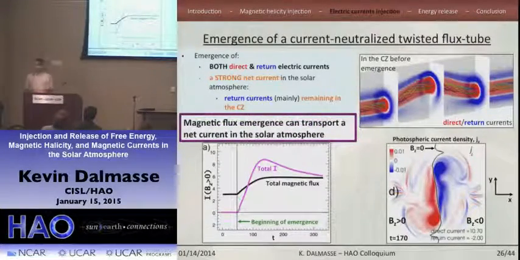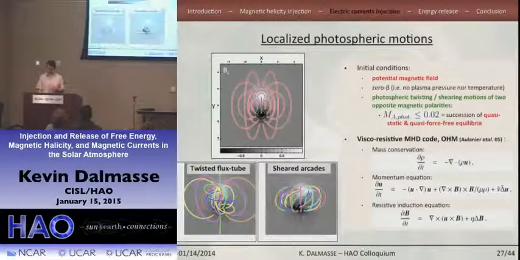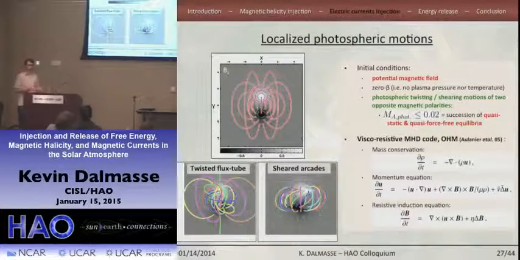And so this simulation shows that magnetic flux emergence can transport net electric currents in the solar atmosphere. As I said before, magnetic flux emergence is only one of the two main mechanisms that bring electric currents into the corona. And the second is photospheric flows.